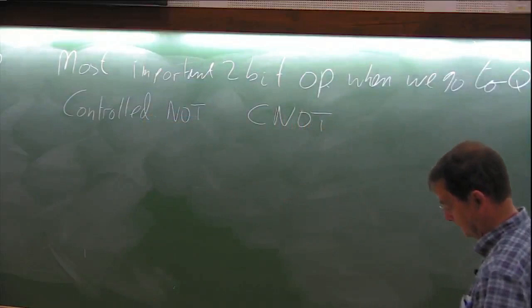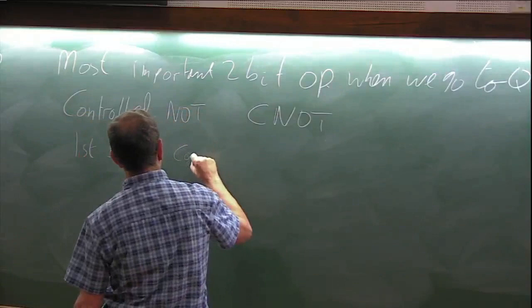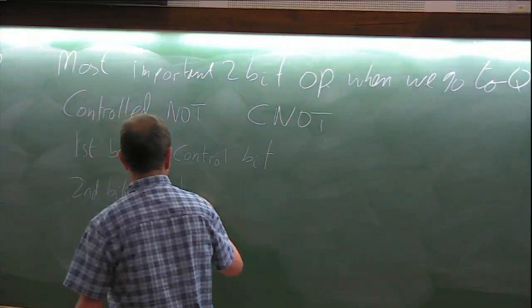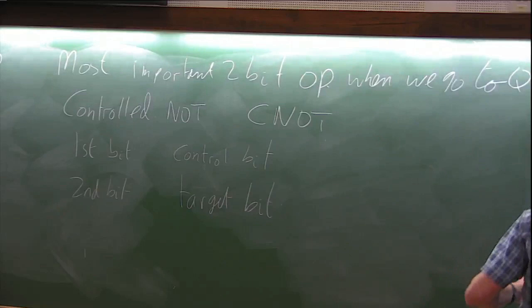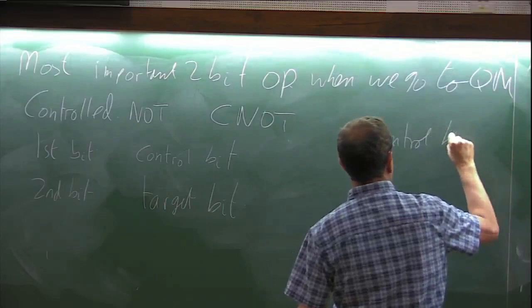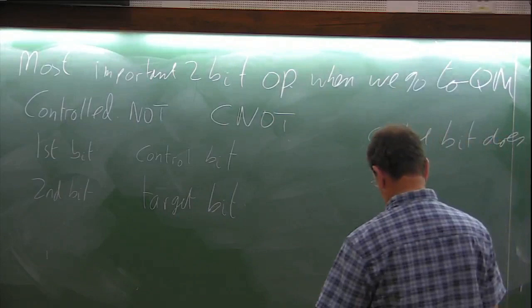So this is a 2-bit operator. The first bit we'll call the control bit, for reasons that will become clear. The second bit will be the target bit. So in the action of this C-NOT, the control bit does not change. But the target bit can change.